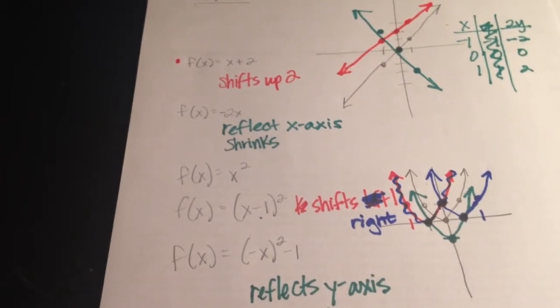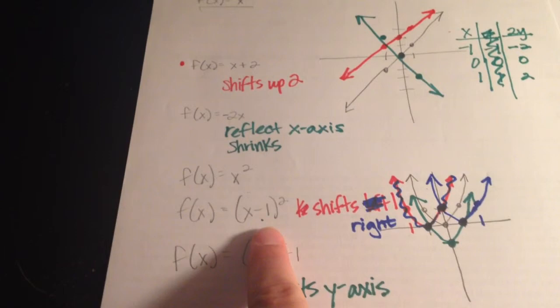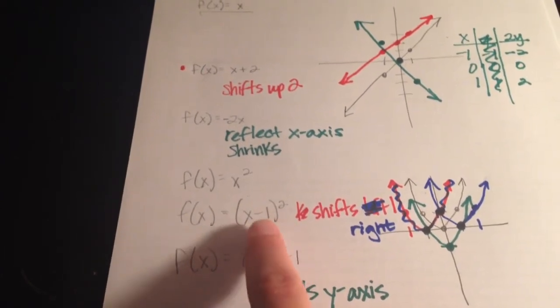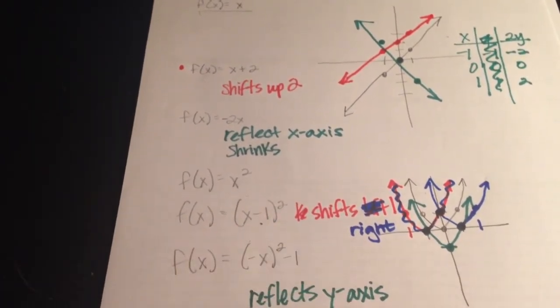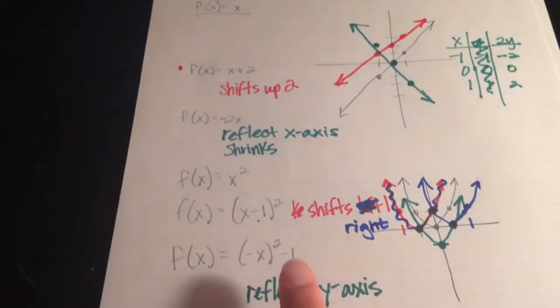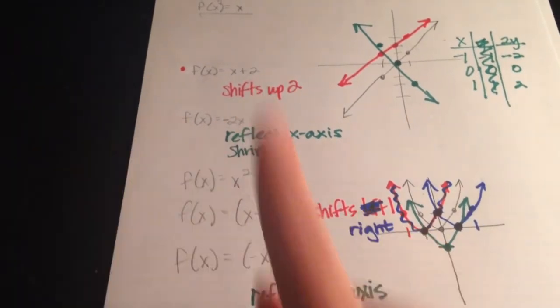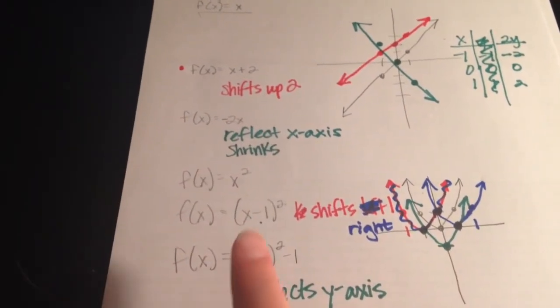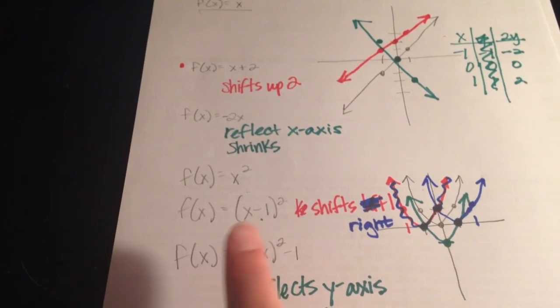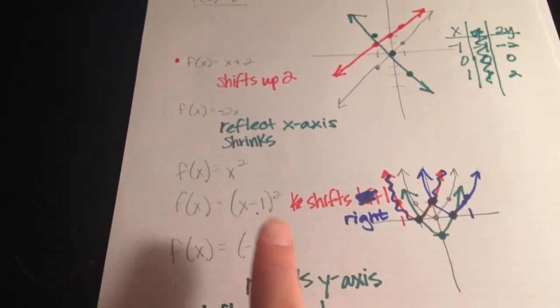So always remember with your left and right shifts, they're opposite of what it looks like. That looked like left 1, but it should be right 1, and vice versa. If it would have been plus 1, you would have moved left. But when it's outside the parentheses, like up here or down here, you do exactly like it looks. You go up 2, you go down 1. But if it's inside parentheses, you have to think backwards. Minus 1 would be right 1. Plus 1 would be left 1.